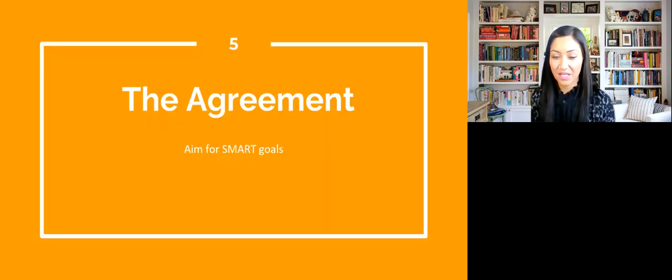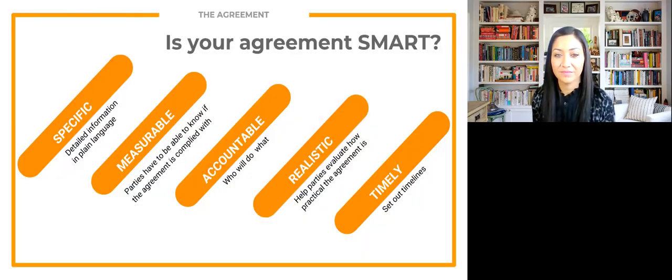You want to aim for a SMART agreement. It should be specific. Use detailed information in plain language. It should be measurable. Parties have to be able to know if the agreement is complied with.